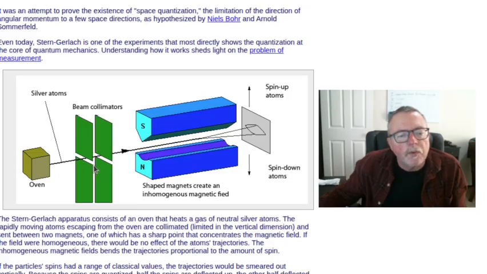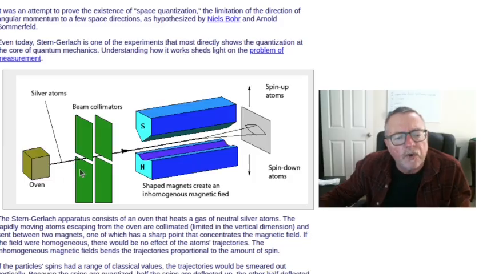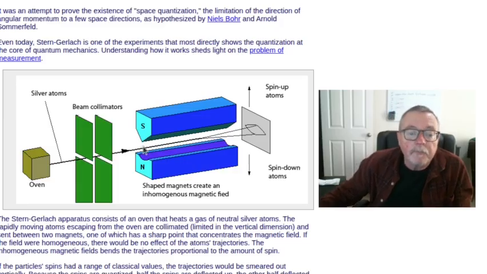These two are called beam collimators, but actually they're just a little slit so that we can focus all of the atoms that are going in this direction. The atoms that are going off in the side directions, we just ignore and get rid of. But the atoms that are moving in this direction line up with that little point on the magnet.